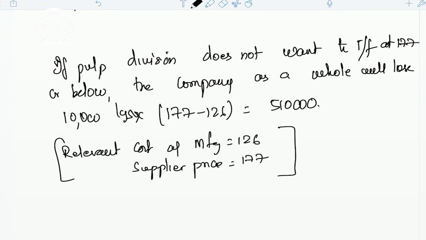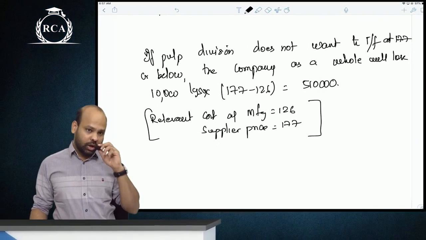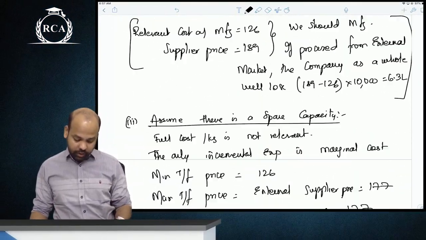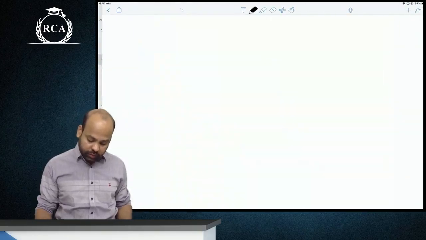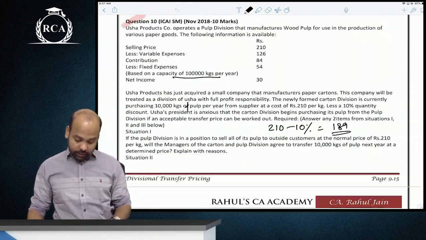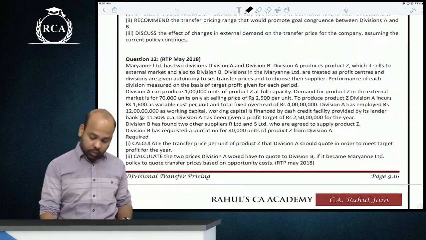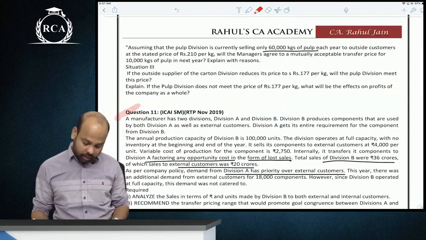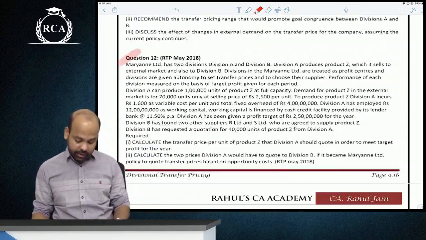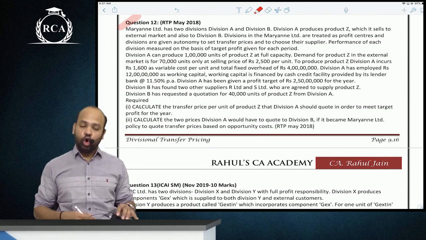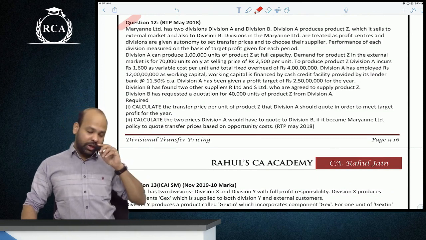I'm hoping that you're all done with this. Just in case you're not done, you know what is to be done. I'm giving you a lot of time to solve and copy each question. That was question number 10. Let us now proceed to question number 12. Remember, these are all ICI questions: question 10, 11, 12. You'll see how easy they are.